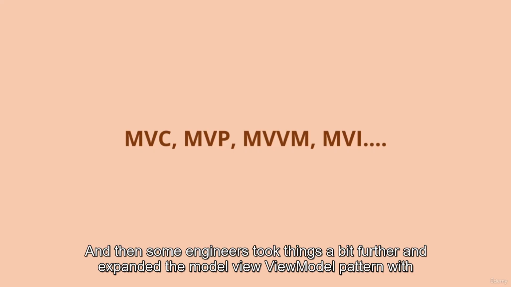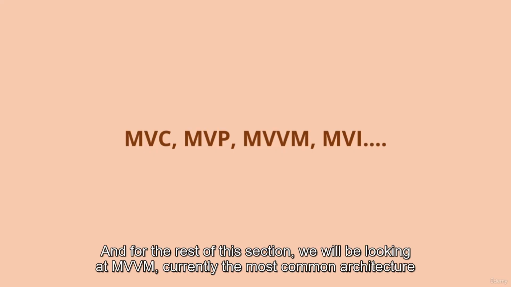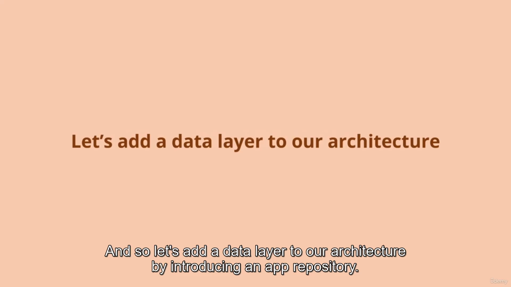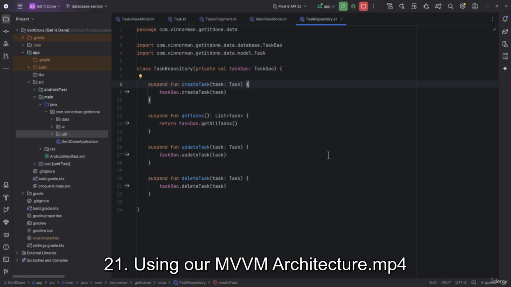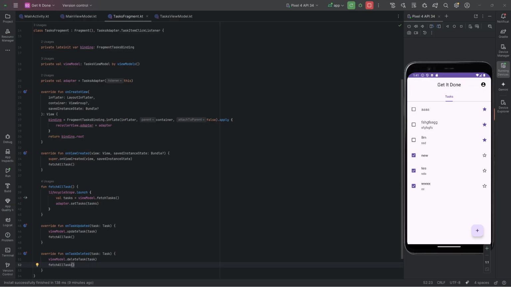And then some engineers took things a bit further and expanded the Model View View Model pattern with things like Model View Intent, which is just a more sophisticated way of using the view model. For our intents and purposes and for the rest of the section, we will be looking at MVVM, currently the most common architecture in Android, and indeed we're already well on our way towards it by introducing the view model. And so, let's add a data layer to our architecture by introducing an app repository. And in doing this, we will complete the common MVVM architecture. We now have the full MVVM architecture now that we have our data layer, courtesy of our task repository.